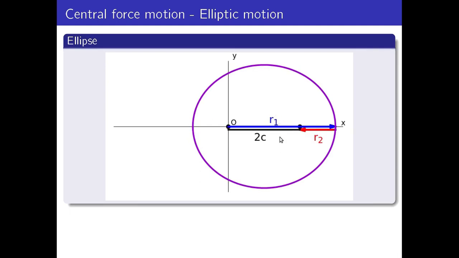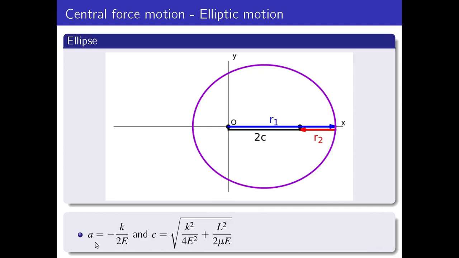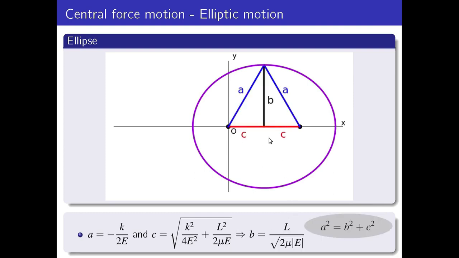As it can be seen, 2c is equal to the difference between the magnitudes of R1 and R2. In this case, the first term cancels, and one can obtain c as 1 over 2 square root k square over e square plus 2l square over mu e. Then we have obtained a and c, and by using this right triangle and the relation a square is equal to b square plus c square, b can be found as L over square root 2 mu absolute value of E.